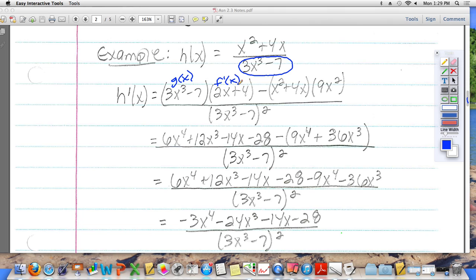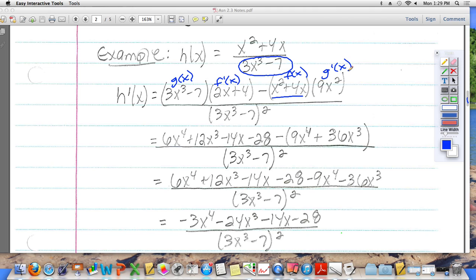Minus, you're going to subtract from it the numerator, which is x squared plus 4x, times the derivative of the denominator. Well, what is the derivative of the denominator? It's 3x cubed minus 7. The derivative of that would be 9x squared. The derivative of a minus 7 is 0. Okay? And we have the 3x cubed minus 7 squared on the bottom.